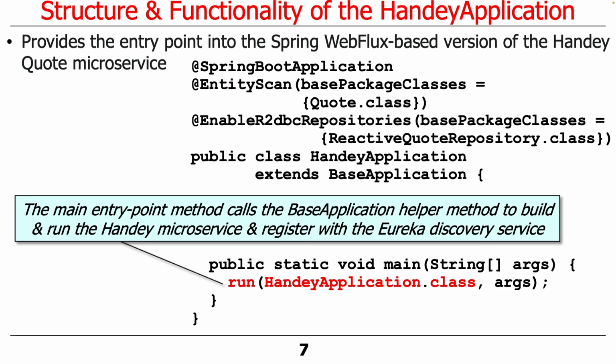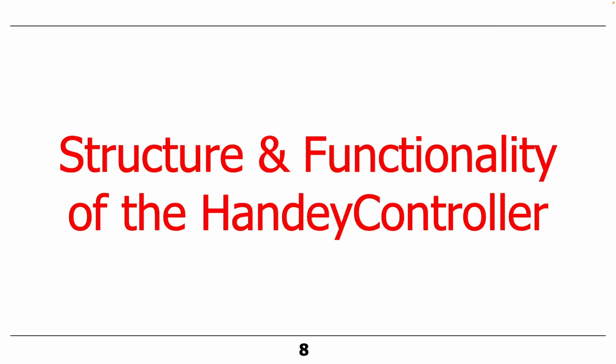And then down here, we call up to the run method from the base application, which will register this with the Eureka Discovery Service using the name HandeyApplication.